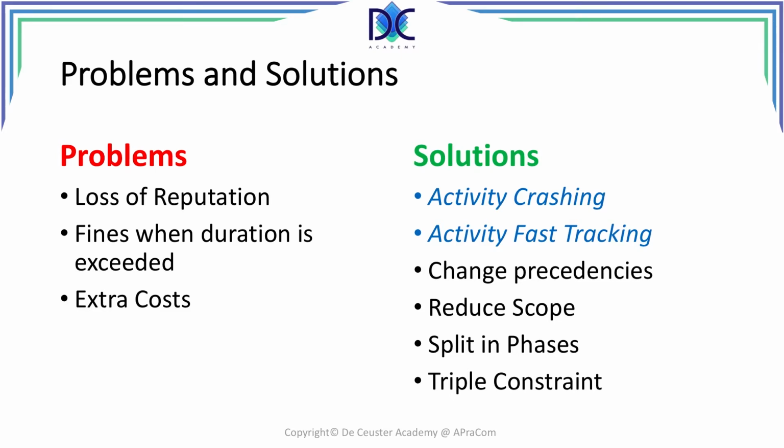There are different solutions to reduce the duration of the critical path. First of all, we have activity crashing and activity fast tracking. These are the two solutions that we will look into in more detail. We can change the precedences, but there are also some risks involved. We can reduce the scope in case the sponsor agrees, or we can split the project into phases so that the most important items have been completed before finishing the project and add the remaining work in later phases if it's still necessary. And of course, we can have a look at the triple constraint.